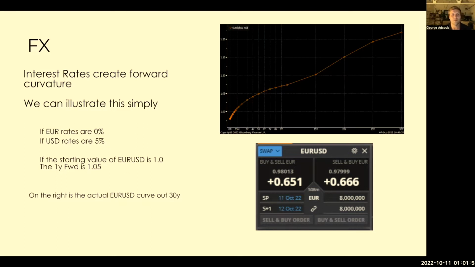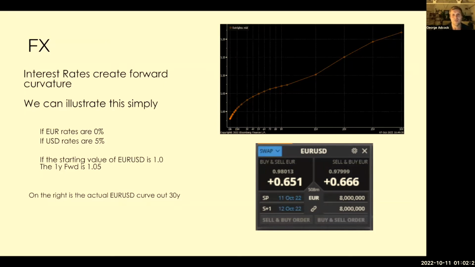What tends to happen is that the market starts to price in how much of a policy shift happens before the policy shift has actually happened itself. What you'll see on the chart at the top right is what the euro dollar forward looks like for the next 30 years. And because dollar rates are higher than euro rates, the forward has to be upward sloping.